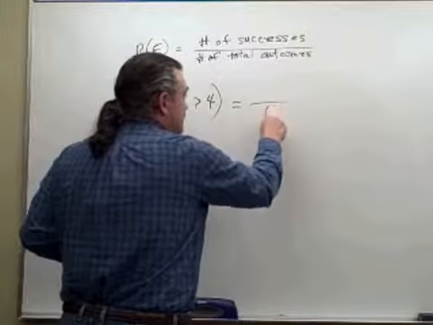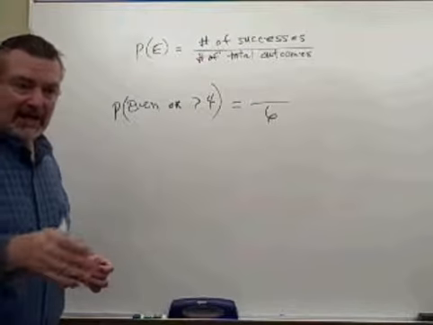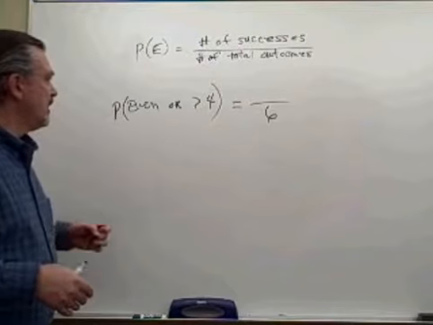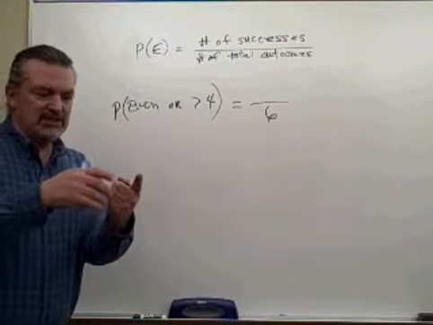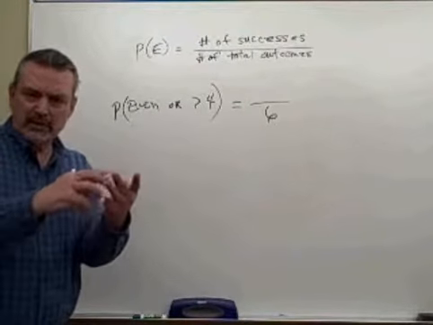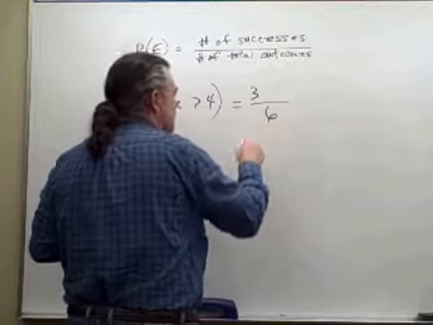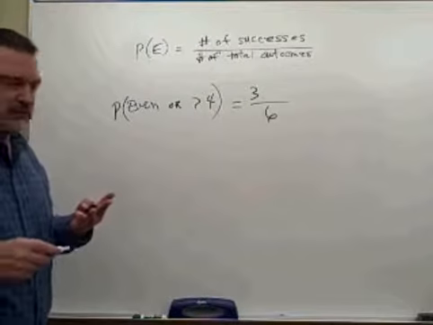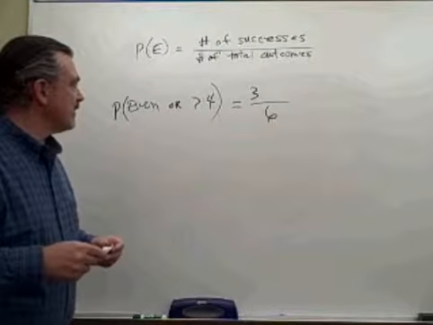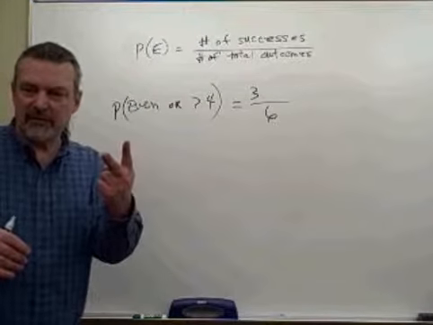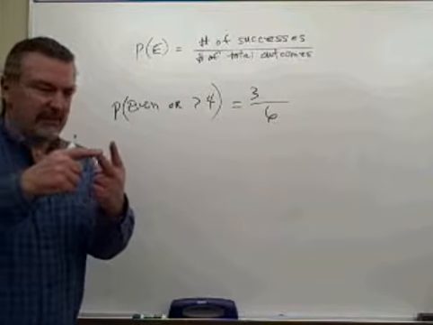The number of outcomes is 6. If you're rolling one die, there are 6 faces. There are 6 total outcomes. How many of them would be even? Well, that would be 2, 4, and 6. So that's 3 numbers that are even. How many of the numbers are greater than 4? Well, 2 of the numbers are greater than 4, 5 and 6.